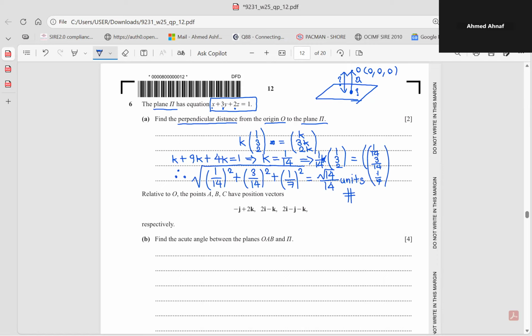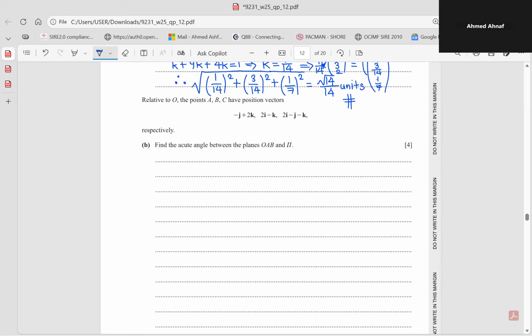Even though it's only 2 marks, it's a lot of working. I just showed you the way how to do it. So you need to find this vector, which is just k times the normal, and then you need to find the value of k. And then you find the vector and take the modulus of the vector. Okay, so with that we can move on to part B.